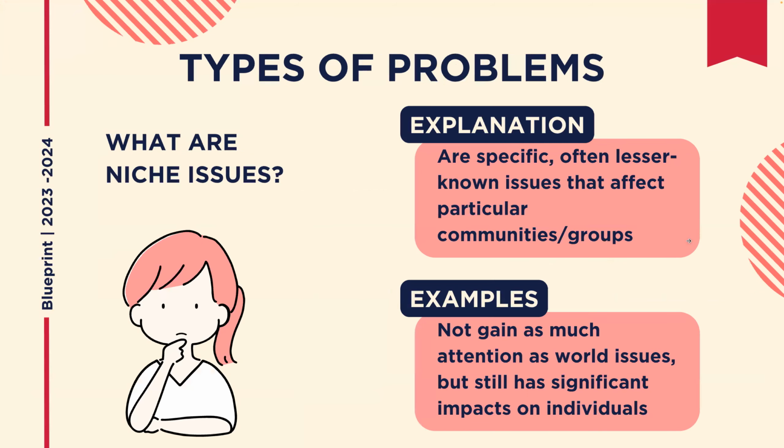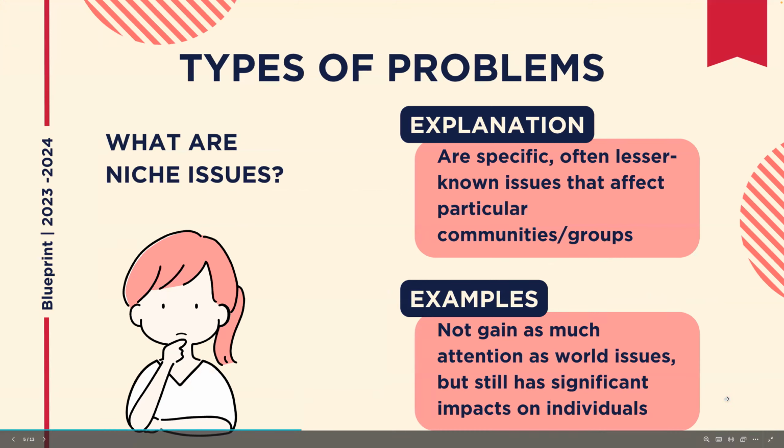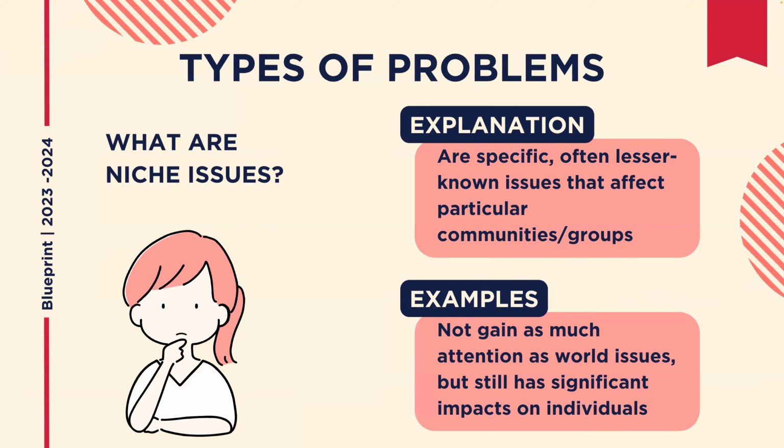Our second type of problem is the niche issues. So these are specific, often lesser known issues that affect particular communities or groups. So this doesn't gain as much attention as the world issues, but still has significant impact on individuals. So unlike how the global issues affect most people around the globe, niche issues only affect a particular community, particular set of people, and people outside of those communities often don't know about that issue.